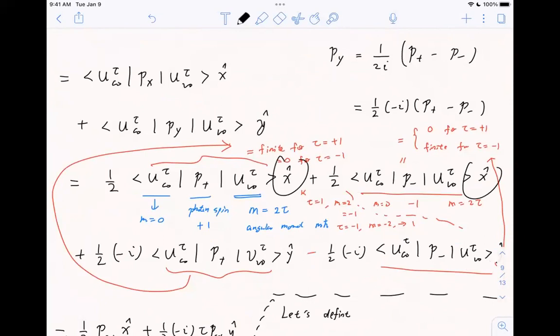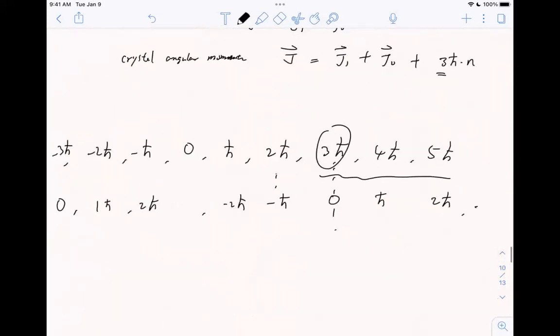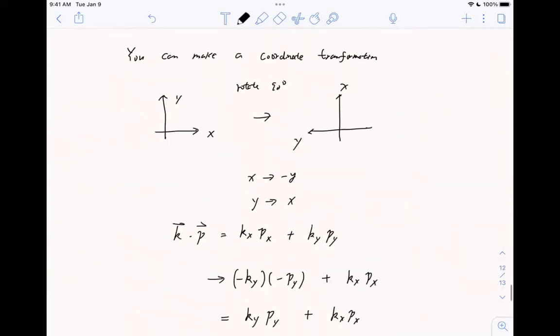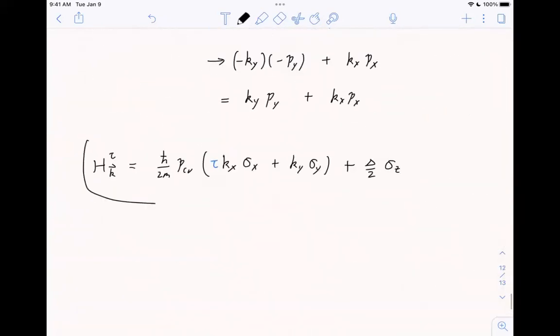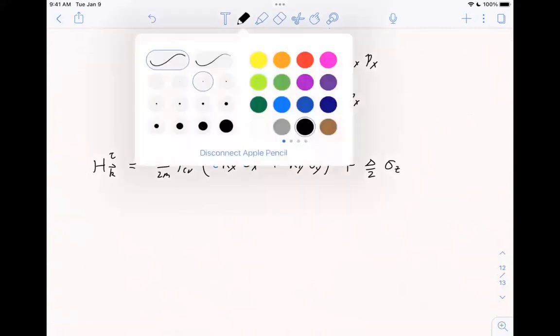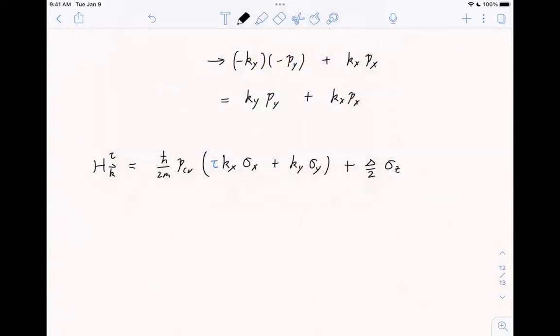If you flip the sign, this X is going to become Y, then this Y will become X. Then this negative sign here will go to the X side. Because the valley index comes from this side, there's a negative sign here. So eventually you get a Hamiltonian like this, and this looks exactly the same as in graphene.